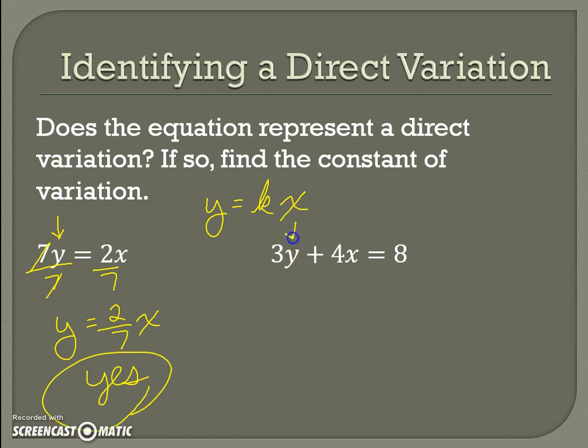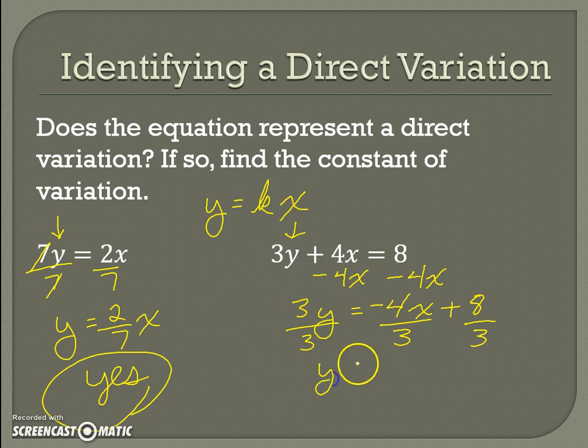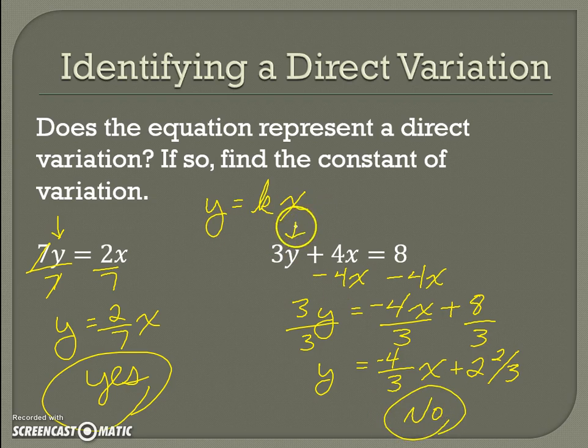Over here, I'm solving for y. So I would subtract 4x from both sides. I get 3y equals negative 4x plus 8. Multiply everything by a third, which is the same thing as dividing everything by 3. That's being distributed there. So I get y equals negative 4/3 x plus, let's see, that is 2 2/3. And because it has this constant here, it is not direct variation. Okay, it has to be exactly like this in order for it to be direct variation, so that one's a no.